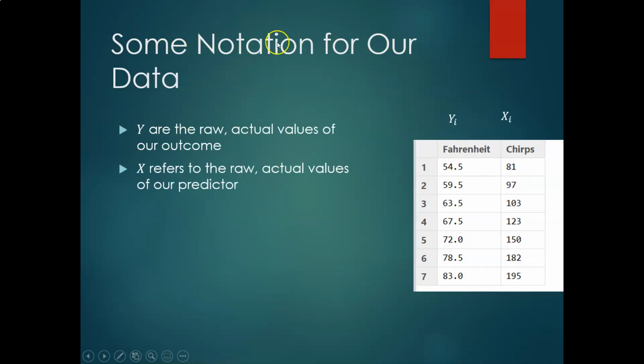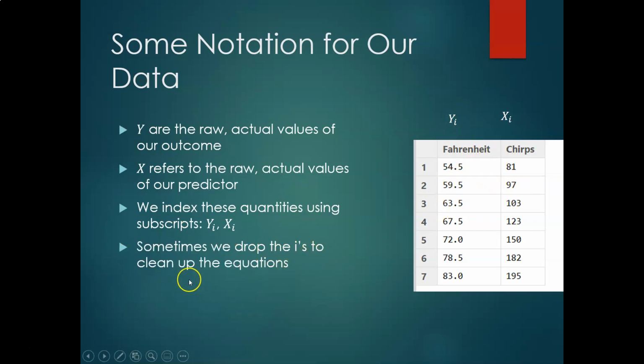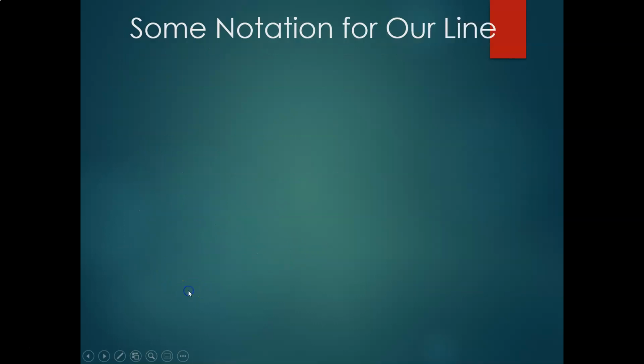So some of our notation for our data: y are the raw actual values of the outcome. X refers to the raw actual values of the predictor. We index these using the subscript i. So if this is y1 and x1, then we're looking at these values here. And y2 and x2, we're looking at those values there. That's how we basically differentiate. And sometimes we drop the i's just to clean up the equations, so we don't necessarily need to actually have them there.